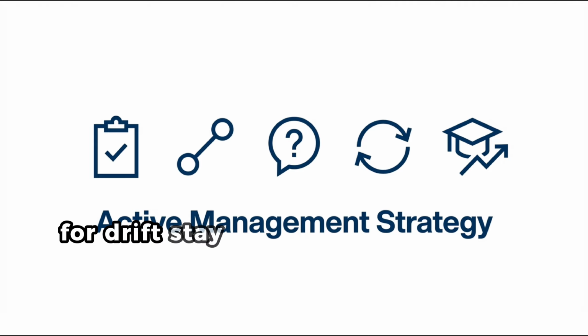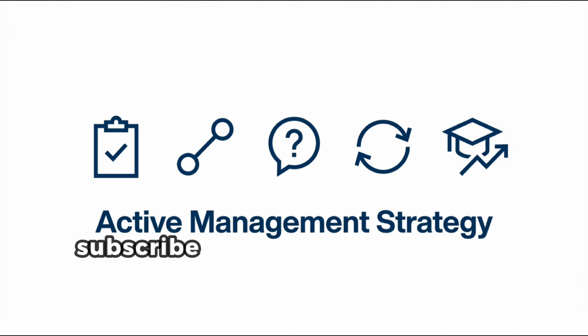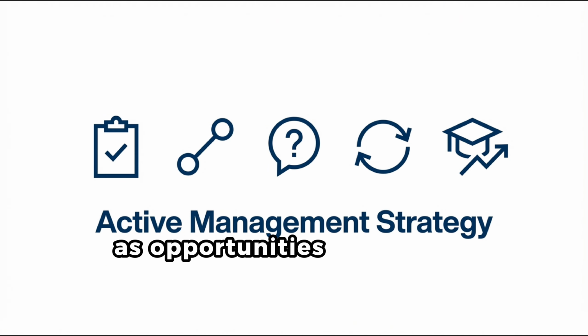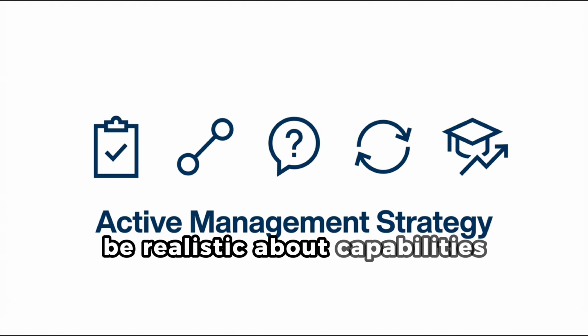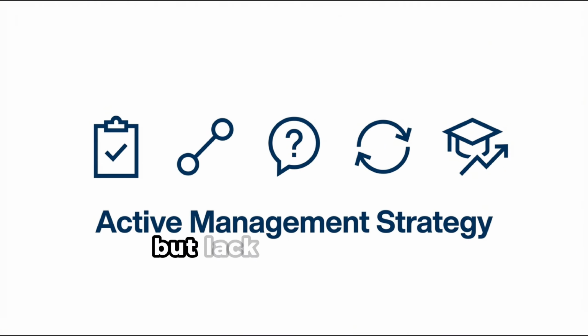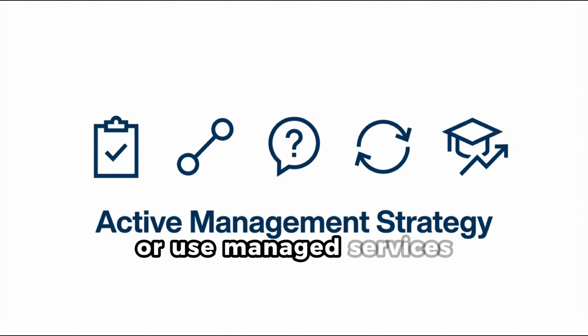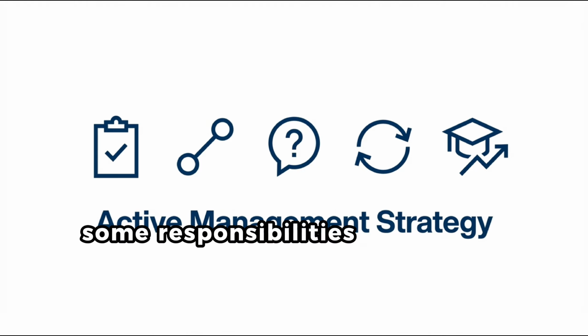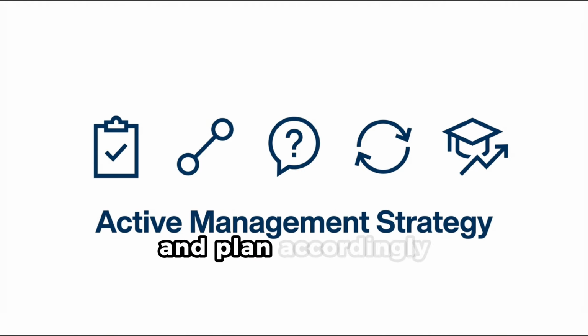For drift, stay informed about service changes: subscribe to provider change logs, review quarterly service updates, and periodically audit your understanding of responsibility boundaries against current documentation. Treat major service migrations as opportunities to reassess responsibilities. For limits, be realistic about capabilities. If you're responsible for something but lack the expertise, get training, hire expertise, or use managed services that reduce your responsibility burden. Recognize that some responsibilities come with inherent limitations and plan accordingly.